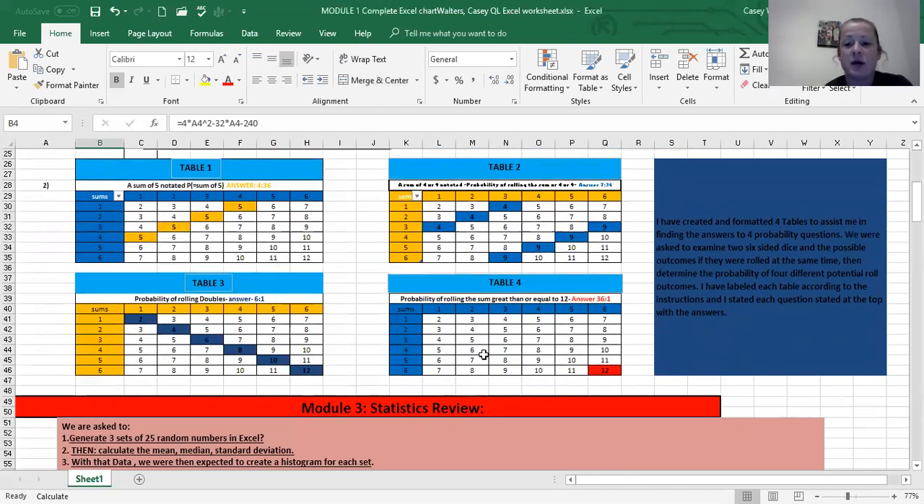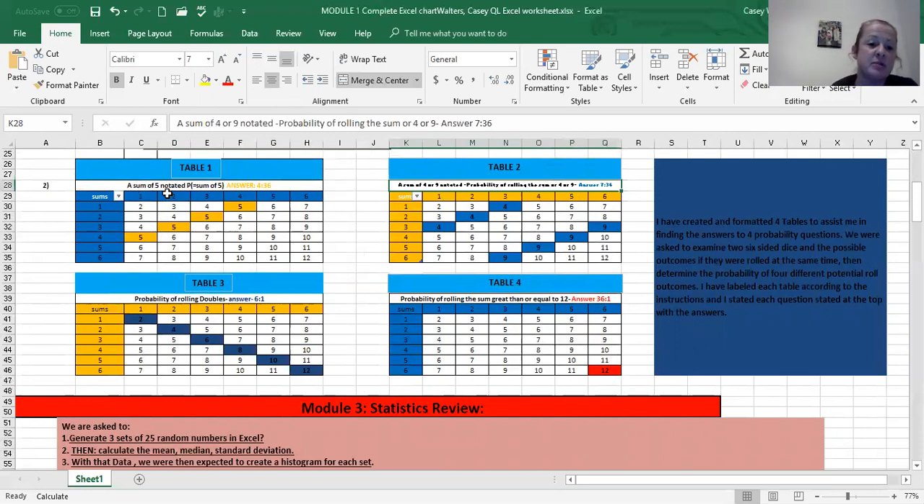So moving right along, I've created and formatted 2 tables to assist me in finding the answers for 4 probability questions. We were asked to examine 2 6-sided dice and the possible outcomes if they were rolled at the same time, then determine the probability of 4 different potential rolls and their outcomes. And I've labeled each table 1, 2, 3, and 4, and I have the questions and answers out beside them with individual tables, and I have highlighted each one.